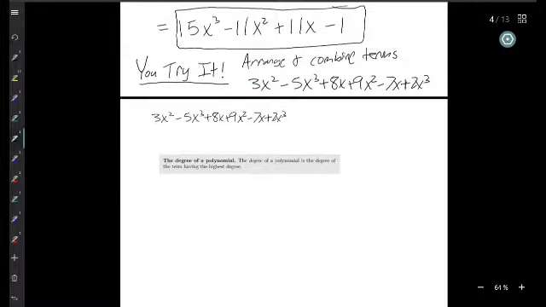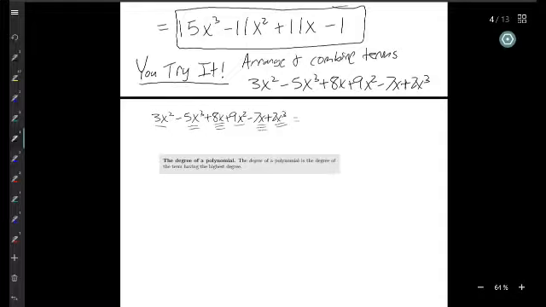Notice that if we have like terms in terms of x squared here, 3x squared and 9x squared, and we have x cubes here and here, and then x terms here and here. So we don't have to arrange them before combining them. We can combine them and then arrange them. So negative 5x cubed plus 2x cubed is negative 5 plus 2.